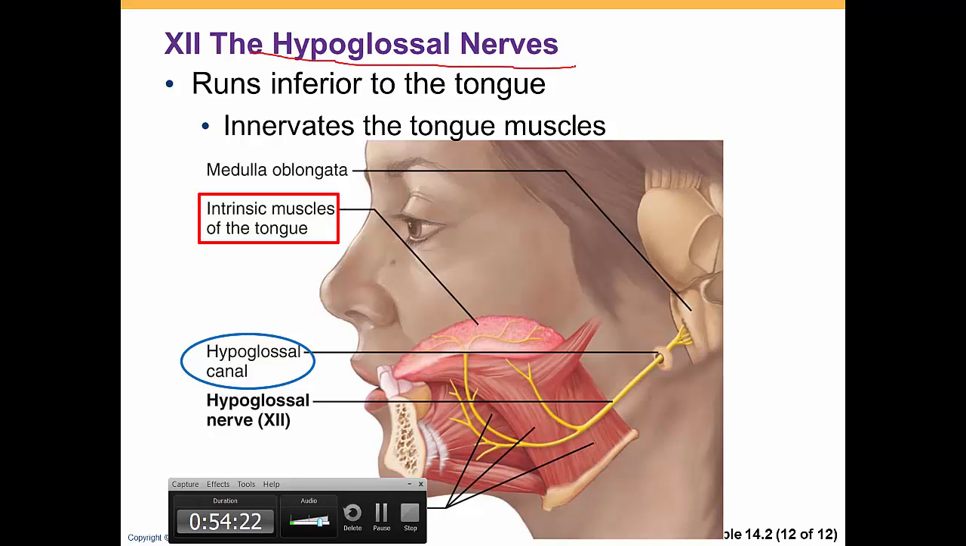The last, cranial nerve number 12, is the hypoglossal nerve. And this one is going to exit the skull through the hypoglossal canal. And it's called hypoglossal nerve because it comes below the tongue here and supplies all the extrinsic and the intrinsic muscles of the tongue. So this is a pure motor nerve. So it supplies all the muscles that are within the tongue or muscles that are attached to the tongue.